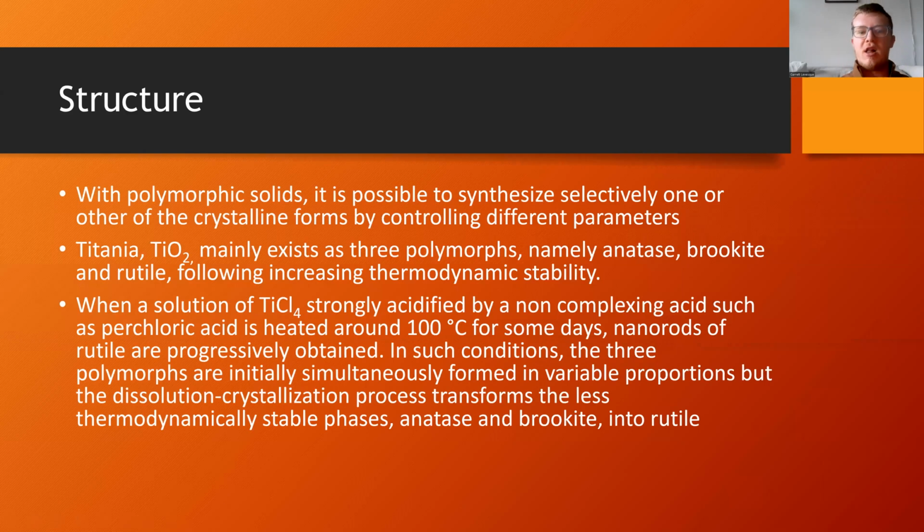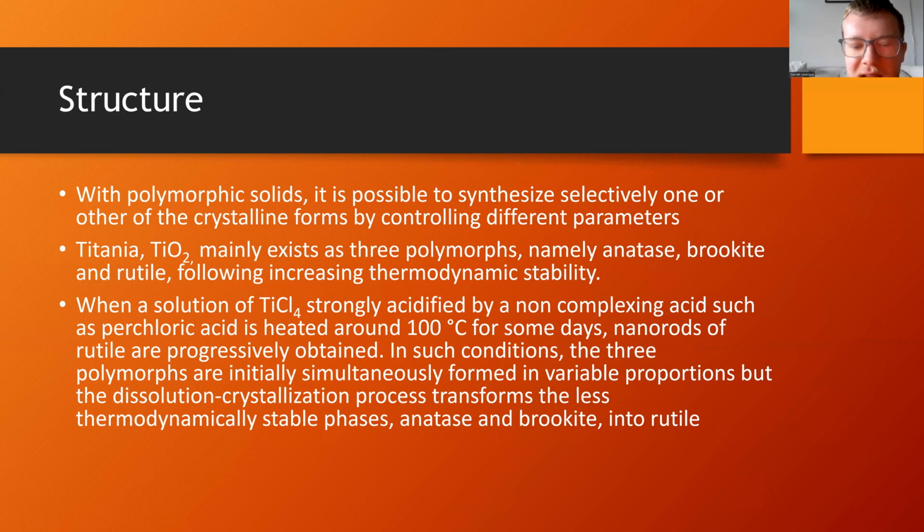With polymorphic solids, it is possible to synthesize selectively one or other of the crystalline forms by controlling different parameters. With titania, or titanium dioxide, which mainly exists as three polymorphs, namely anatase, brookite, and rutile, following increasing thermodynamic stability.